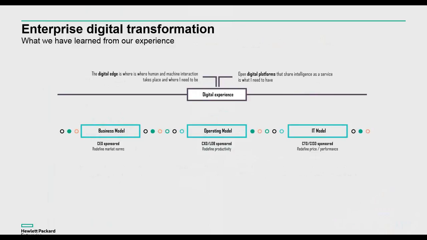Now, this is translating to different paradigms. At business level, with new business models, this usually is sponsored by the CEO. But it also influences the operation model, which needs to be more flexible, more adaptable, and more nimble from a business or a process perspective.